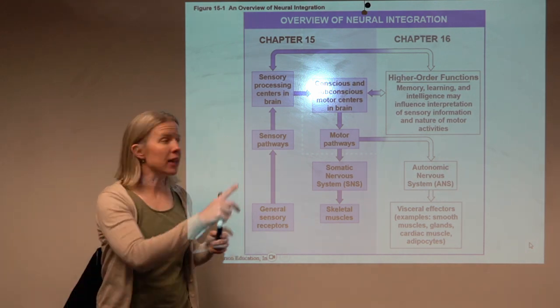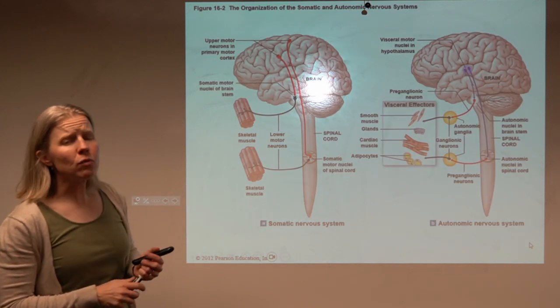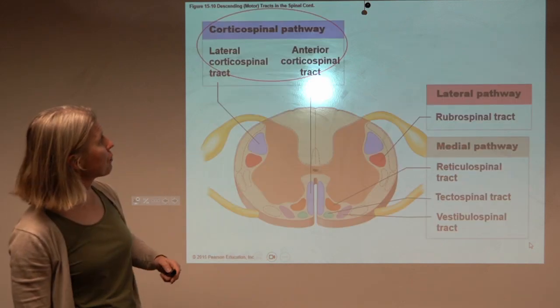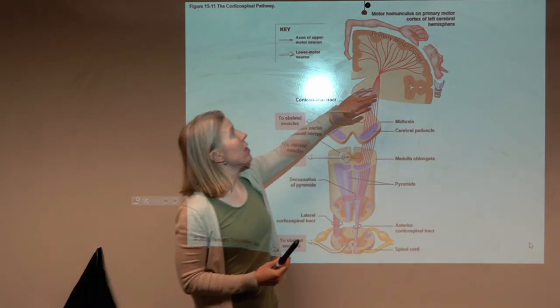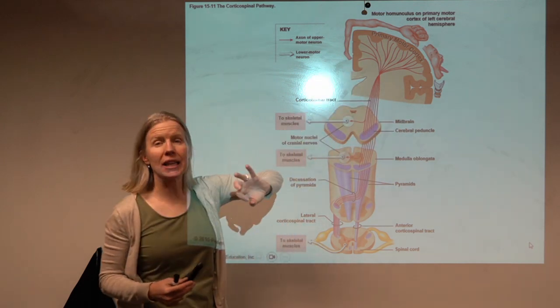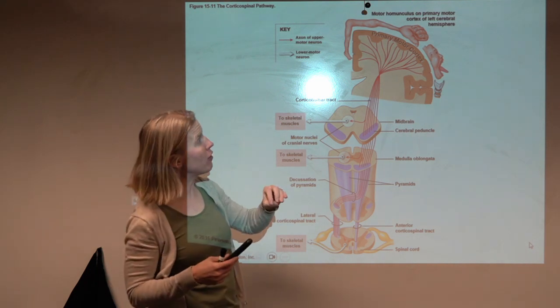In chapter 16, again, we'll deal more with the autonomic nervous system. When we look at how information is passed from the motor cortex, right? And again, here we have another motor homunculus. This is telling us basically how much motor control we have.